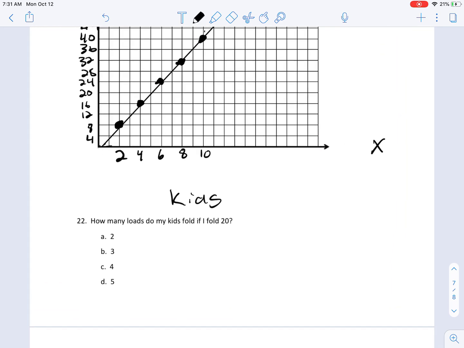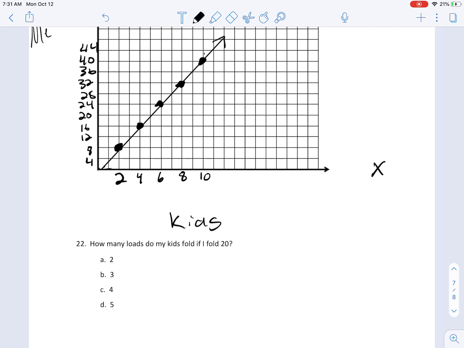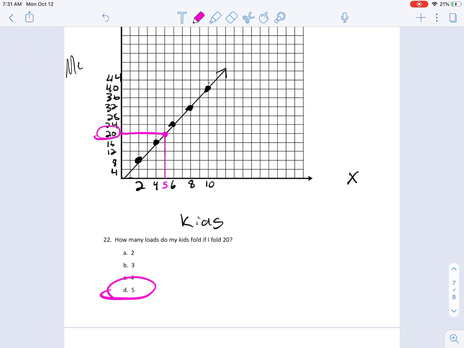So now we're going to use the graph to answer number 22. Number 22 says, how many loads do my kids fold if I fold 20? Well, an easy way to do this is I find 20 on the graph, and I draw a line from it to our sloped line. I put a little dot and a point there. And then I have to go straight down. What number would that give me? Well, it's between 4 and 6, so it has to be 5. So how many loads do my kids fold if I fold 20? Our answer is D, 5.